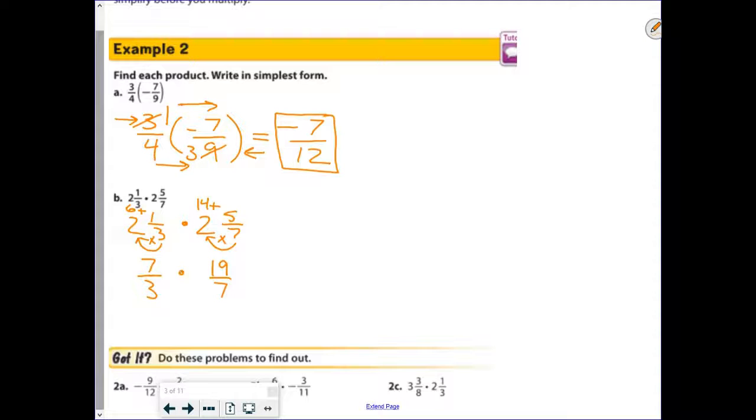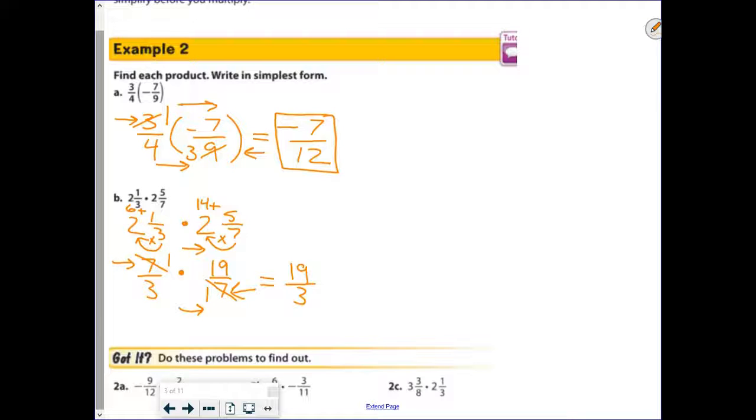Now, when I look at these two fractions, hopefully you will notice that there is a numerator of 7 on the fraction on the left, and there is a denominator of 7 on the fraction on the right. When you have the same numbers on top and bottom, those numbers actually cancel each other out. Because 7 divided by 7 equals 1, it's like they're not even there. And so what I end up with when I multiply straight across the top and straight across the bottom is a 19 on top and a 3 on the bottom.